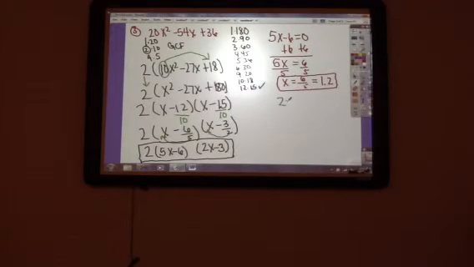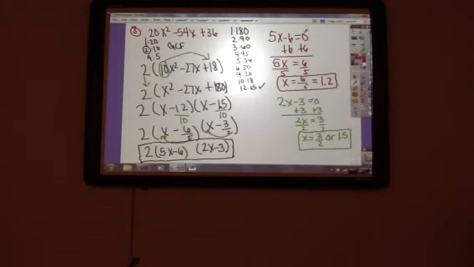Now we're going to take 2x minus 3, set it equal to 0, add 3 to both sides. We have 2 times x equals 3. Divide by 2. We get x equals 3 over 2, or you can write this as a decimal, 1.5. This is your other solution.